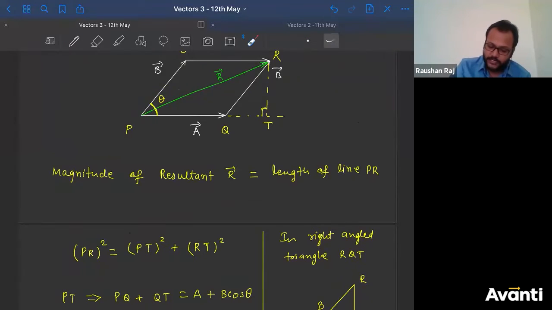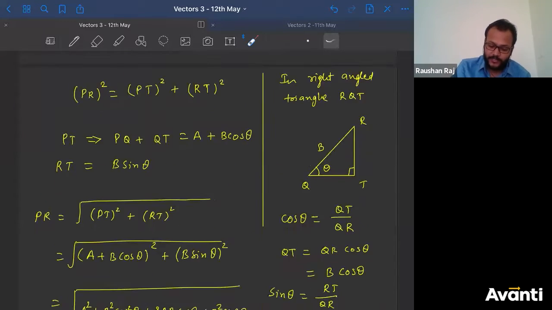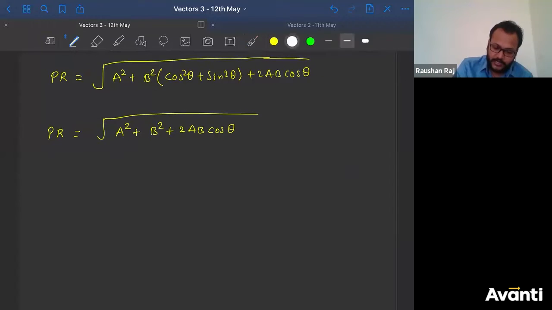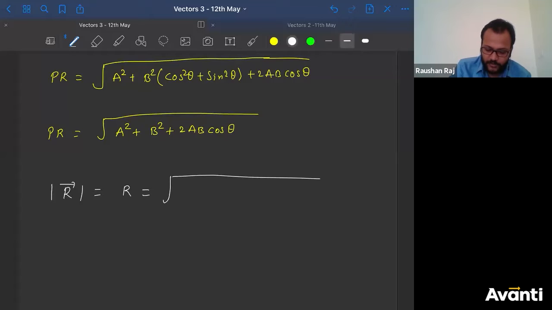Look at what is written. What is PR? Length of line PR is nothing but magnitude of resultant R. So I can say that R resultant, that means modulus of R or simply R, is nothing but square root of a square plus b square plus 2ab cos of theta.